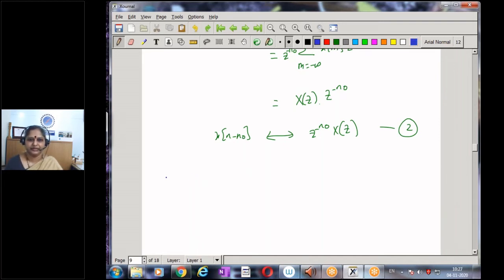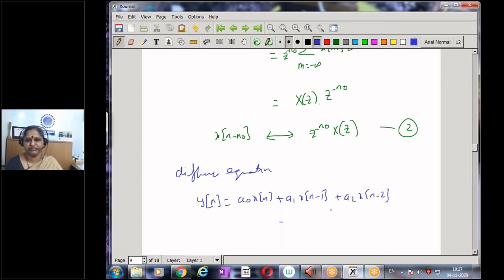Let's, for clarity, consider the difference equation of the system. The difference equation is given by y of n equal to a0 x of n plus a1 x of n minus 1 plus a2 x of n minus 2, minus b1 y of n minus 1, minus b2 y of n minus 2. Let me stop with a few terms because we just want to understand the method of moving from the difference equation to the Z transform or the system transfer function.